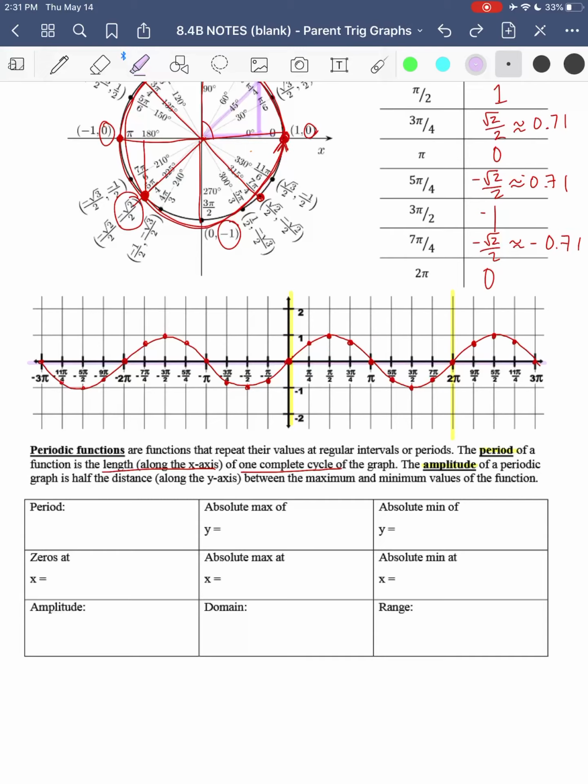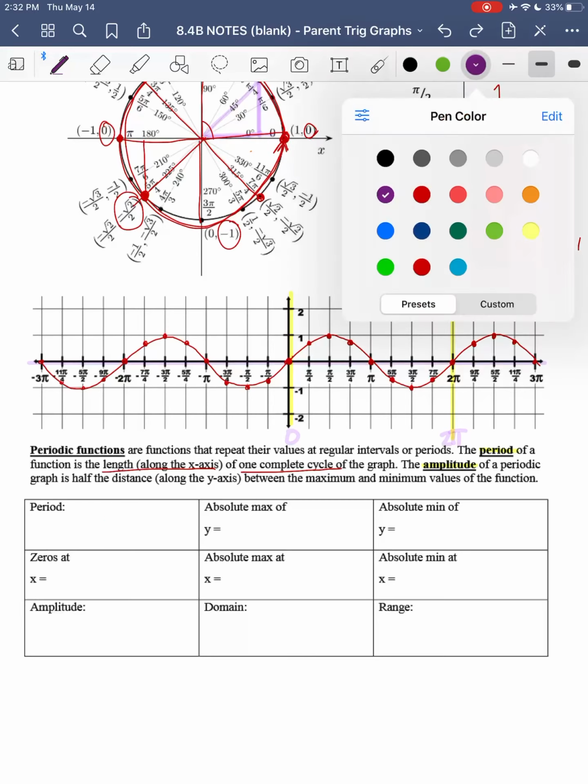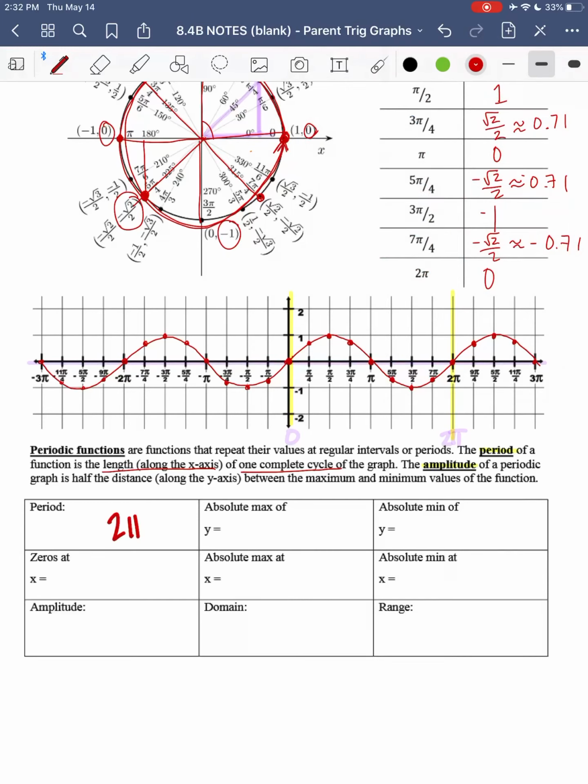So let's fill in these things. First off, the period. So we said it took us 2 pi to walk all the way around, or you can see that we went from 0 to 2 pi. That's when it started repeating. We made it all the way back around. So our period for this is 2 pi.